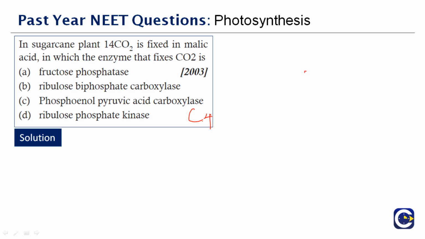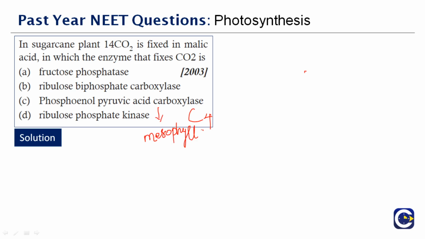They are C4 plants in which the carbon dioxide is fixed in malic acid by an enzyme. So you're given 4 enzymes here. The enzyme that fixes it is called phosphoenol pyruvic acid carboxylase. And where do you think this enzyme will be present? It will be present in the mesophyll.